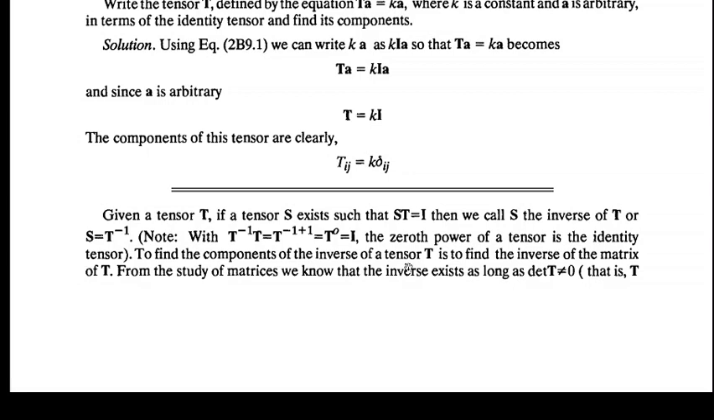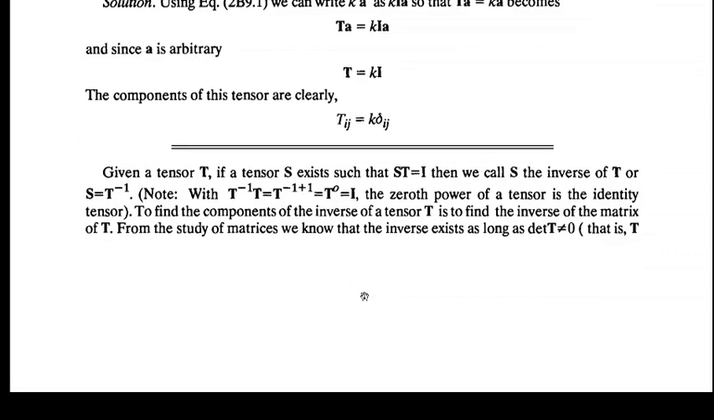Now if there is identity, then the inverse of tensor T can be defined. If you have ST is equal to I and TS is equal to I, then we can say that S and T are inverses of each other. And you know that for the inverse to exist, we must have determinant not equal to 0, and if determinant is equal to 0, the inverse can't be defined.